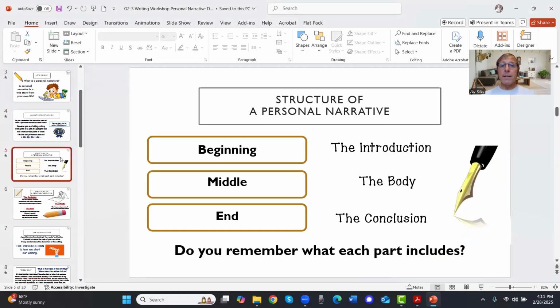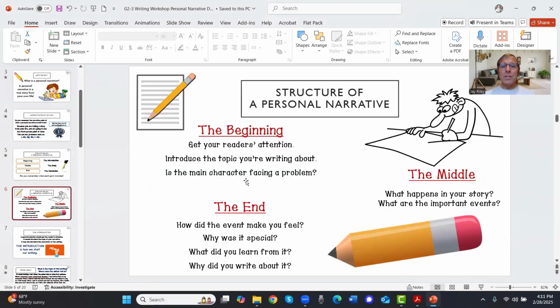And our personal narrative, like all good writing, has a beginning, a middle, and an ending. And that's our introduction, our body, and our conclusion. Our introduction, which we're going to talk about today, focuses on drawing our reader in. We're going to introduce our topic, and if there's a problem, if we're structuring our essay around a problem and solution, we want to introduce that in the beginning of the essay.